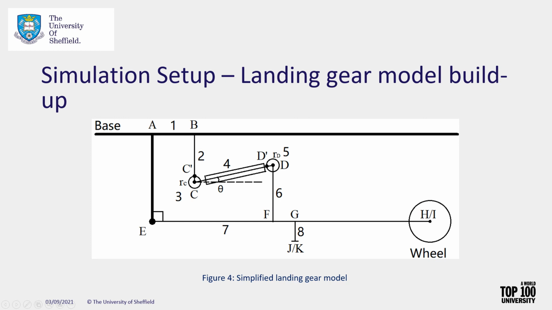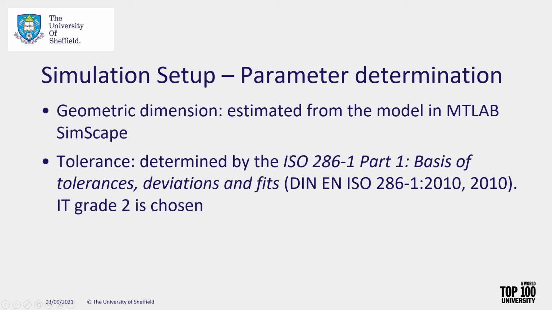C and D are two joints. RC and RD mean the joint clearance. Part 1 to 8 is where the tolerance exists. The geometric dimension is estimated from the model provided by MATLAB. It is not so precise, but it's still acceptable.